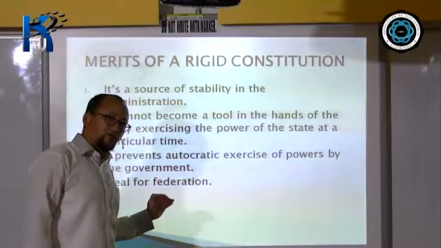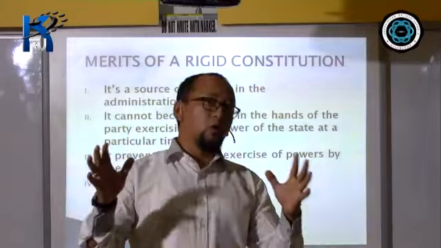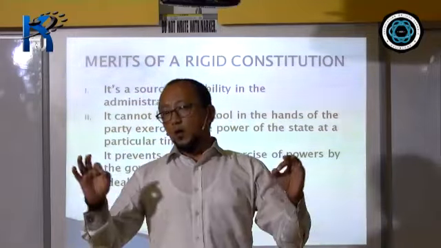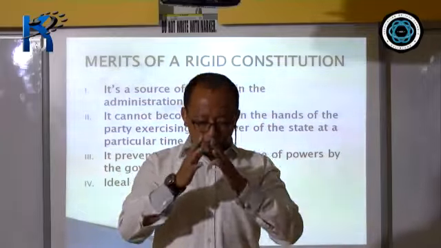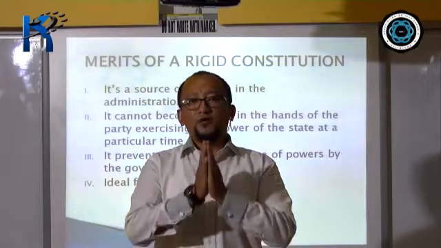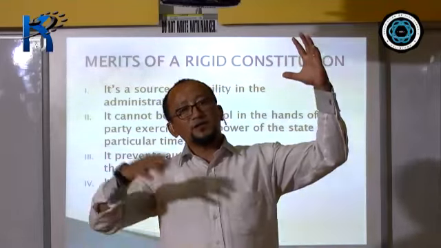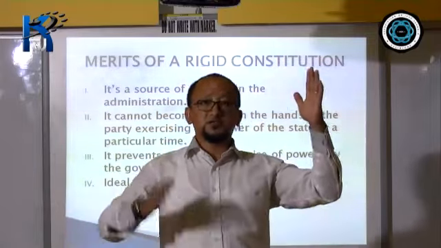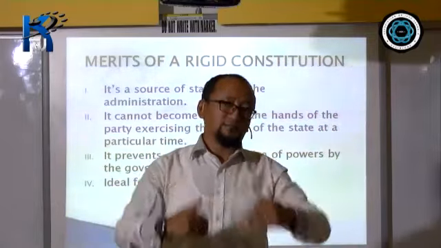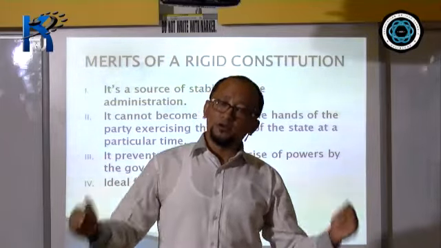I repeat, ideal for federation. Well, if I say federation, I'm sure by now you all know what federation is. When I say federation, children, to say it in the most simple manner, federation is where there's a division of powers between the central government and the state government. Where the powers are divided between the center and the state. For example, as in India, or the United States of America, or Canada, where we have federation.